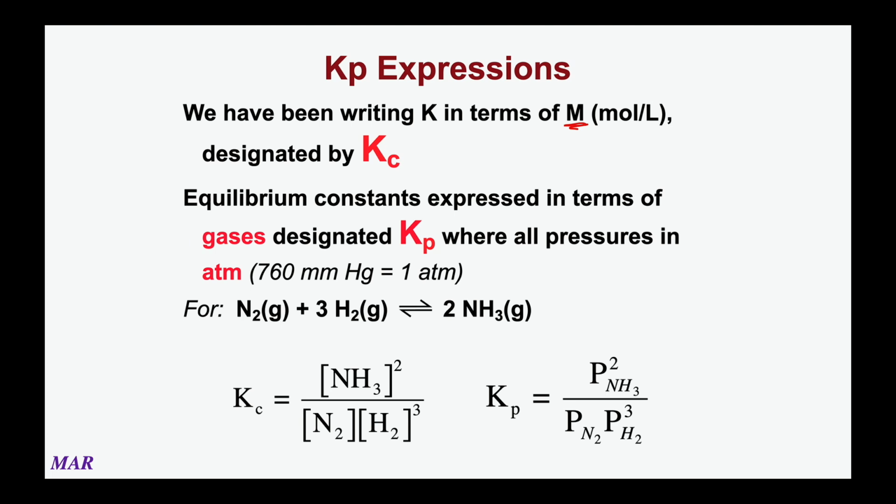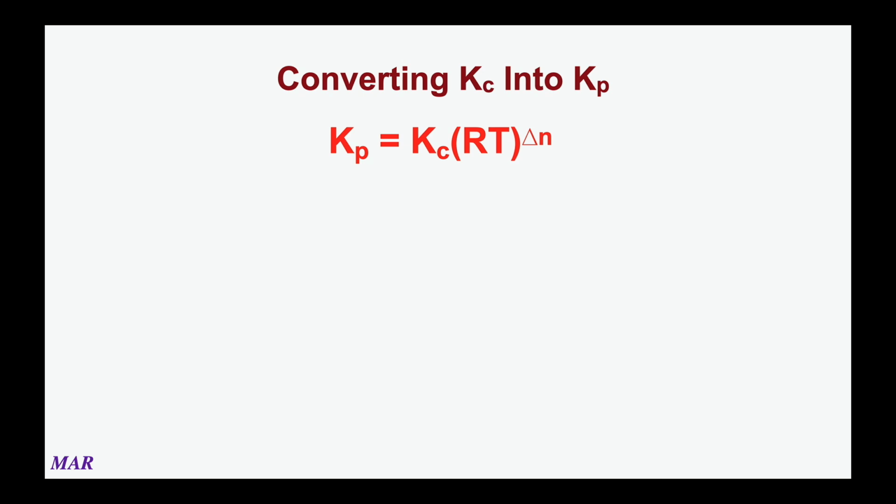But in this case, you could also have a Kp. Everything there is a gas. So you could have the pressure of NH3 squared divided by the pressure of N2 times the pressure of hydrogen gas to the 3rd power. Either way is fine. And remember, Kps, you have to use atmospheres. Kcs will all be moles per liter. You can translate a Kp into a Kc if it's the same reaction, and this is the conversion you would use. Kp equals Kc times RT raised to the delta N.